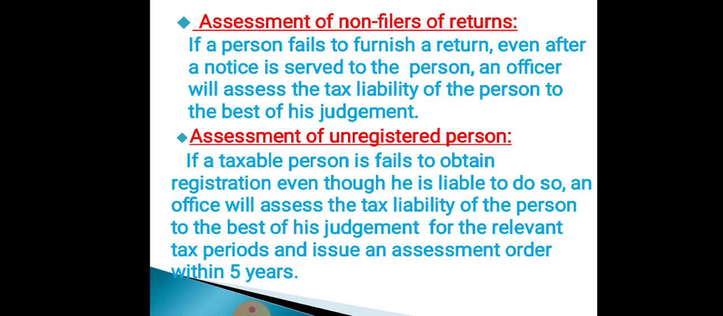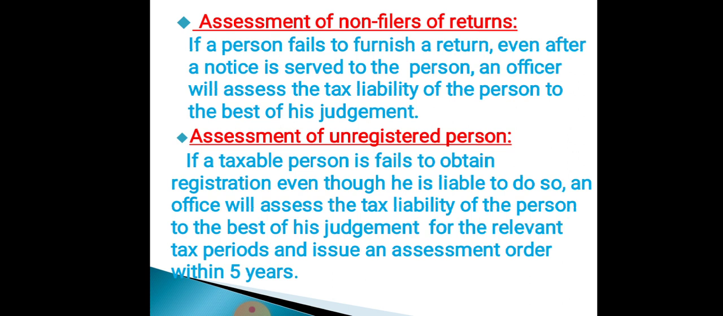Two types of best judgment assessment. First one, assessment of non-filers of return. If a person fails to furnish a return even after notice is served to the person, an officer will assess the tax liability of the person to the best of his judgment.